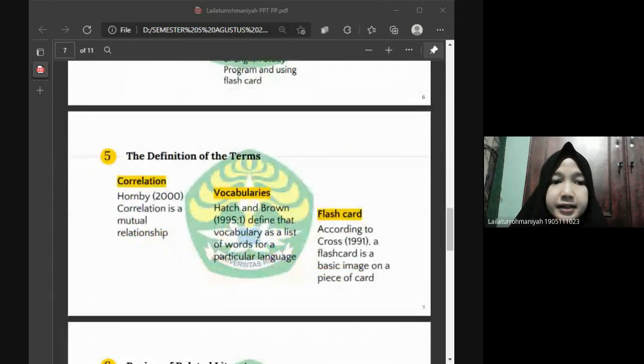And then there is definition of the terms. Correlation, Hornby 2000 states, correlation is a mutual relationship or connection between two or more things or variables. In this research, the correlation means the correlation between students improving vocabularies of the third year students of English study program and the using of flashcard itself.